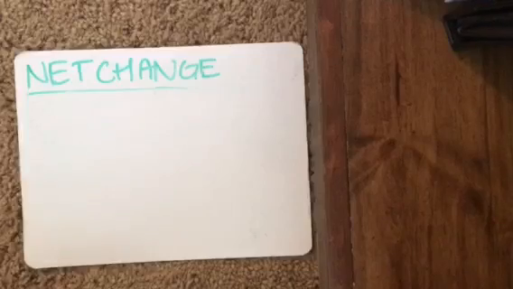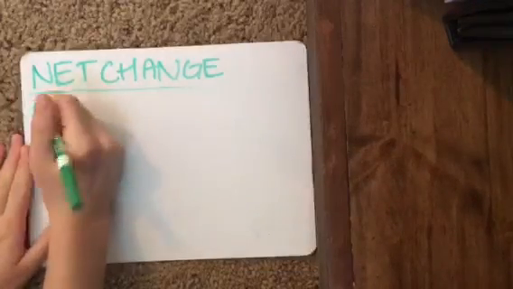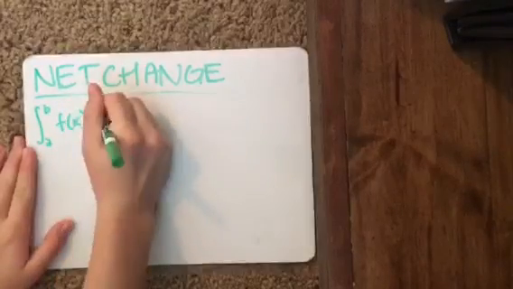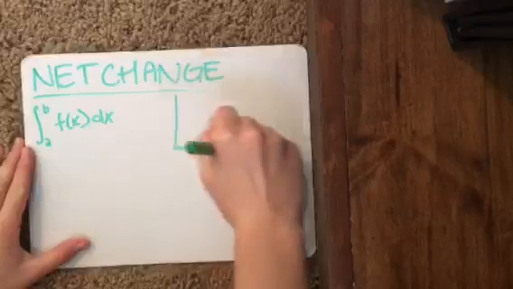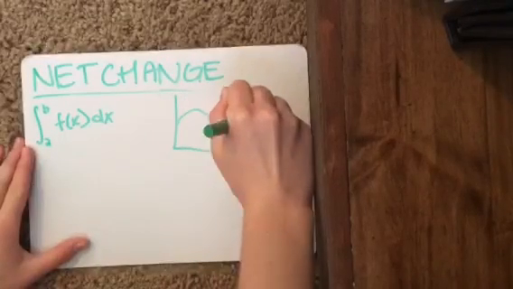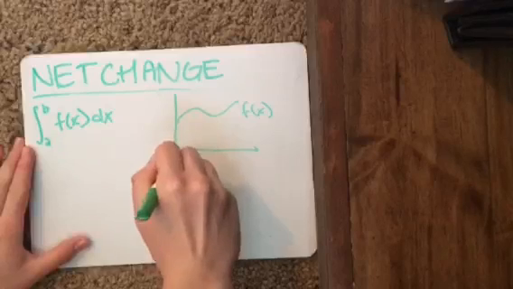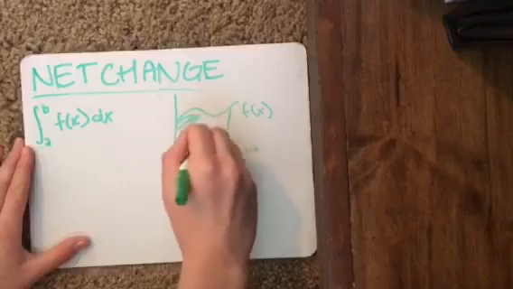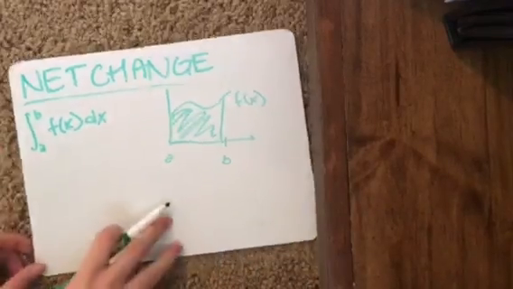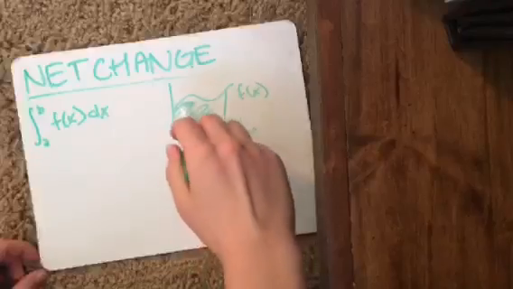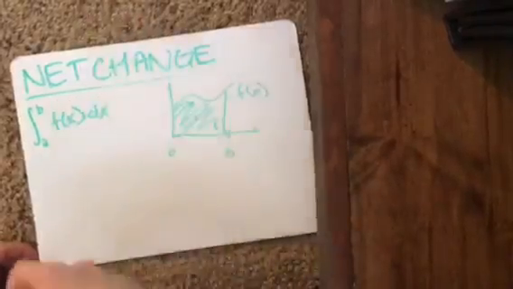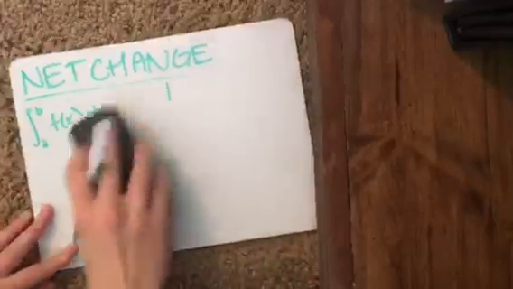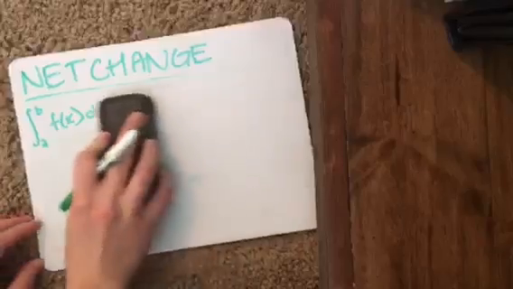So in order to understand net change, you must first understand that the integral from a to b of a function f of x dx is equal to the area underneath a curve f of x from point a to point b. So now that represents this whole area right here. Now, before, when we were trying to find this area, we had to use a bunch of little rectangles, use the summation formula, and it was a whole big process that was really easy to mess up. But I'm going to show you a much easier way to do it now.